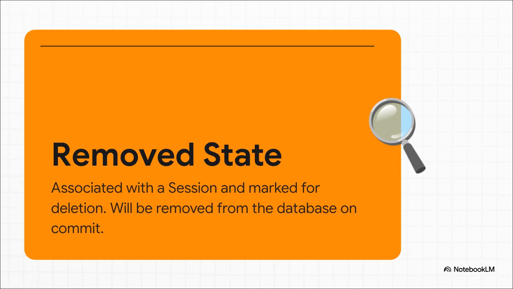And finally, we have the removed state. An object here is still technically connected to a session, but you've basically handed it a pink slip by calling session delete. It's on death row, just waiting for the transaction to commit. Once that happens, Hibernate generates the delete statement, and poof, it's gone from the database for good.